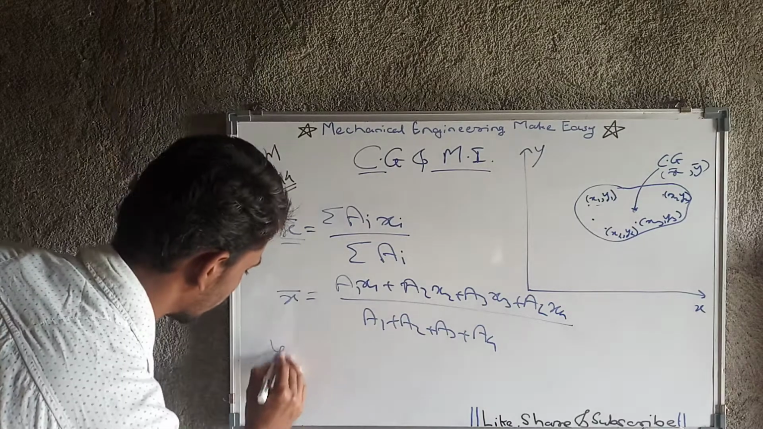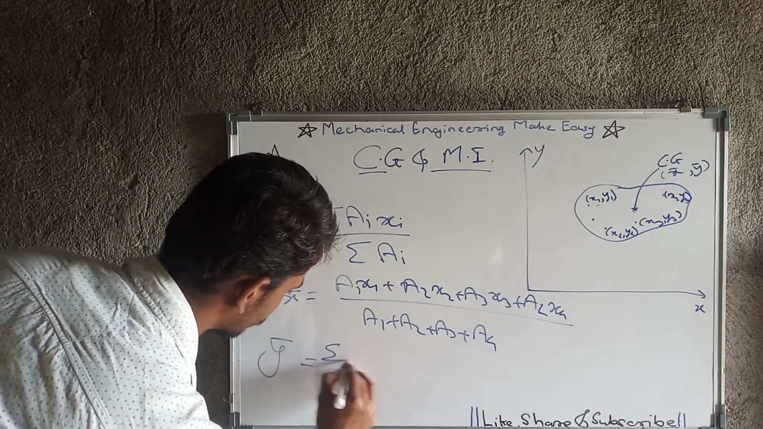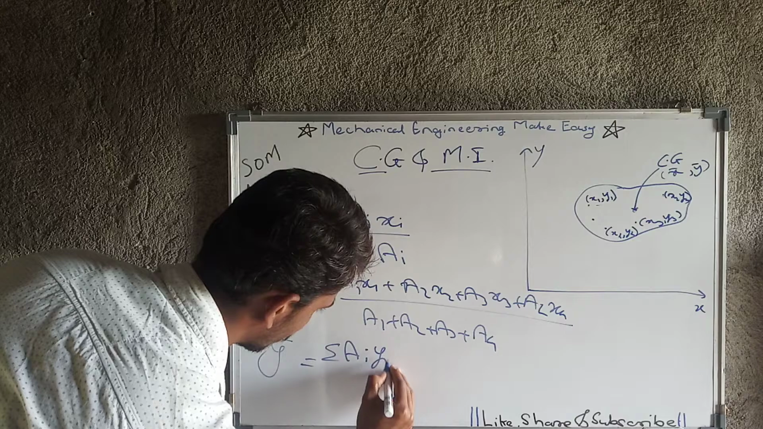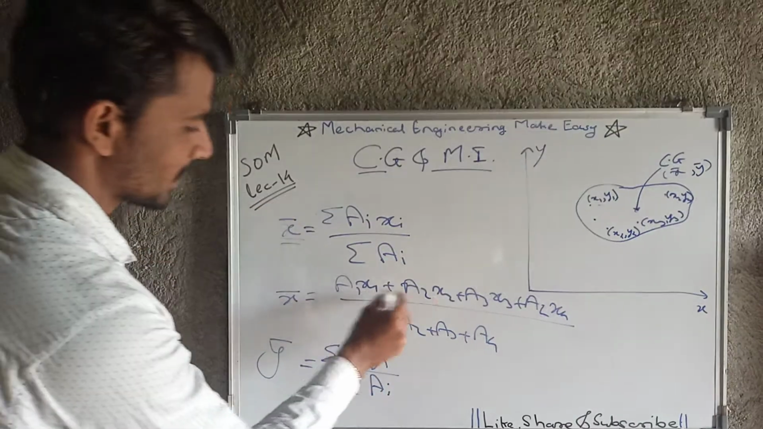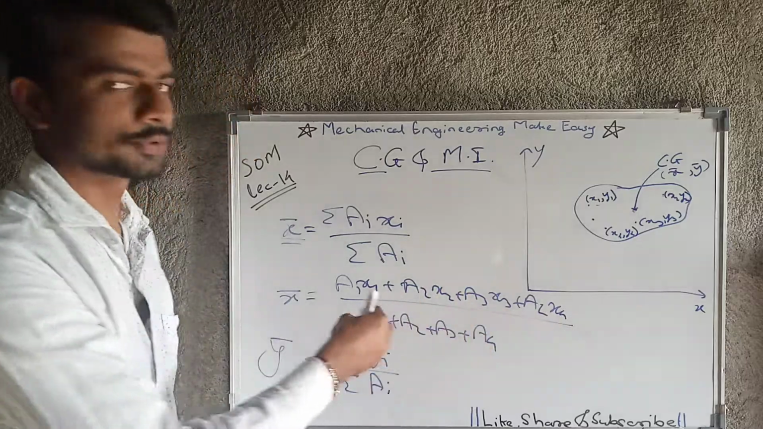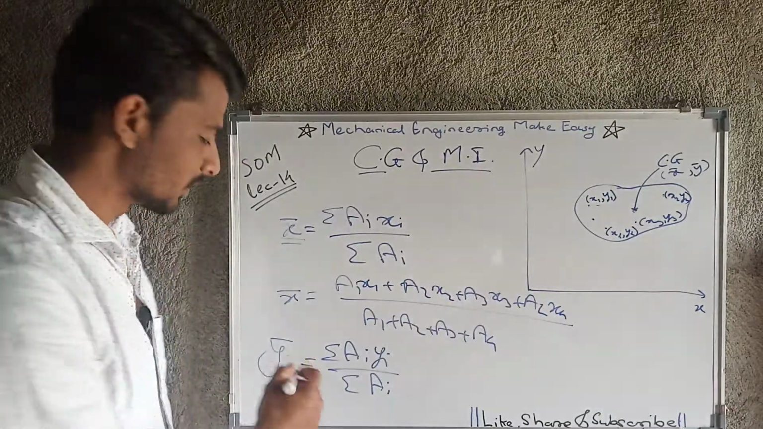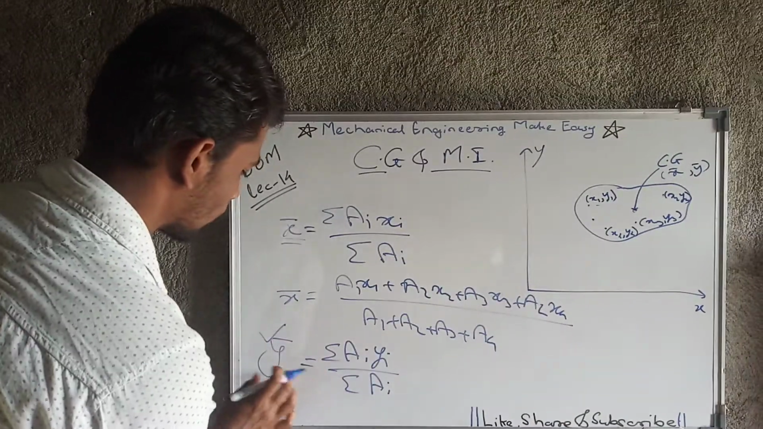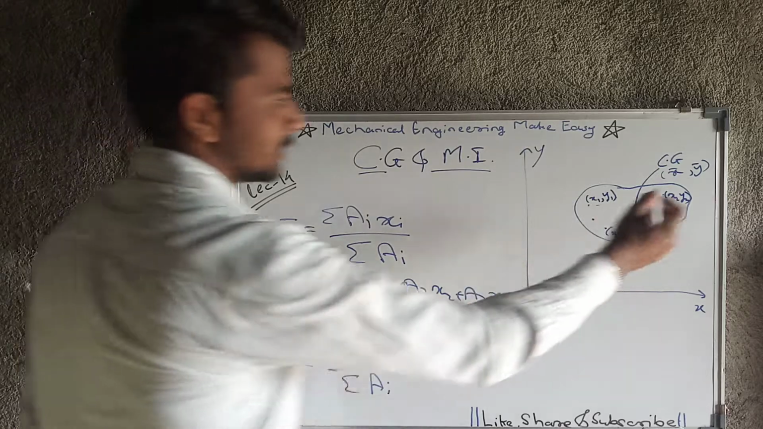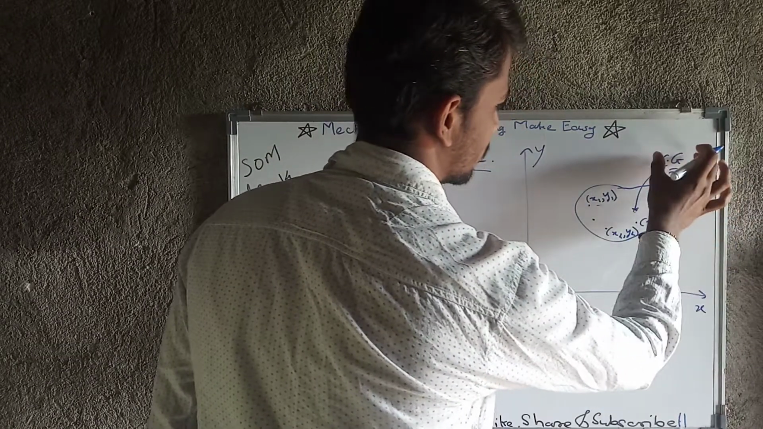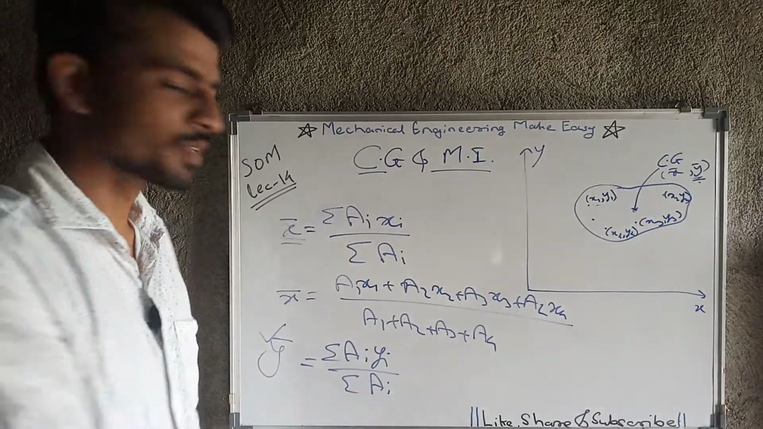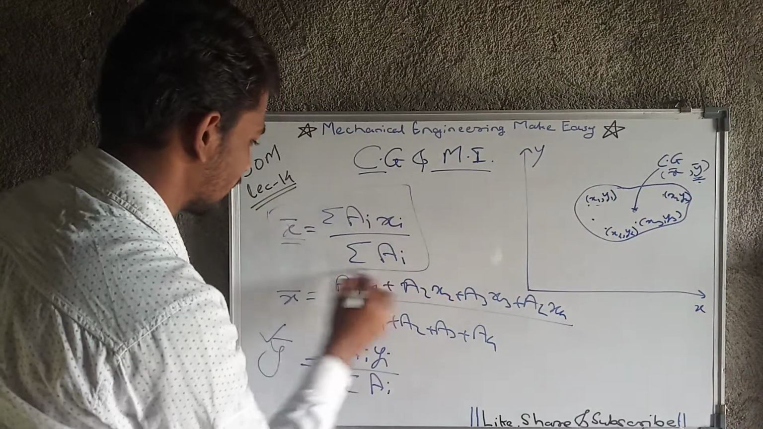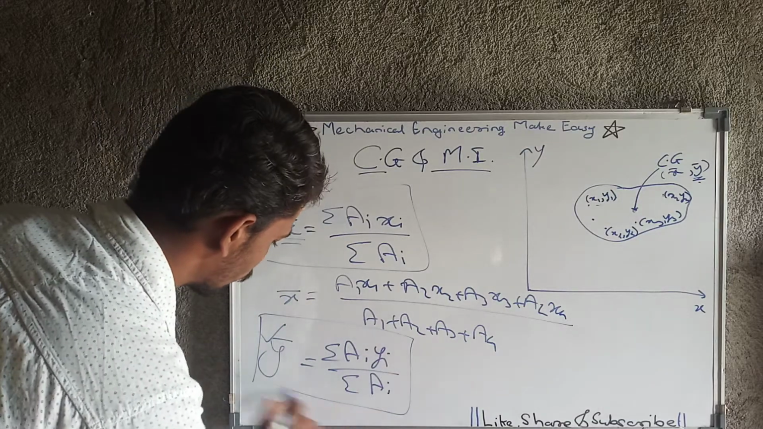Similarly, we can calculate y bar. y bar is equal to summation of ai yi upon summation of ai. Simply replace the x1, x2, x3, x4 terms by y1, y2, y3, y4, then we get the value of y bar. What is y bar? It is the y coordinate of this center of gravity. The center of gravity has two coordinates, x bar and y bar. So this is the formula for x bar and this is the formula for y bar.